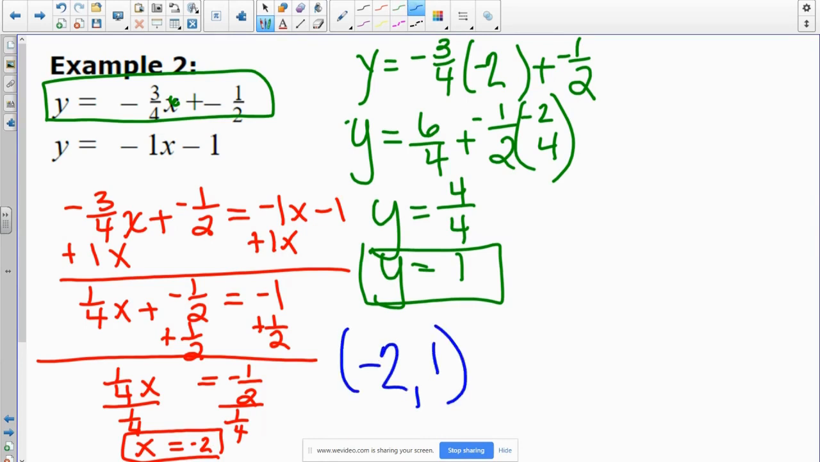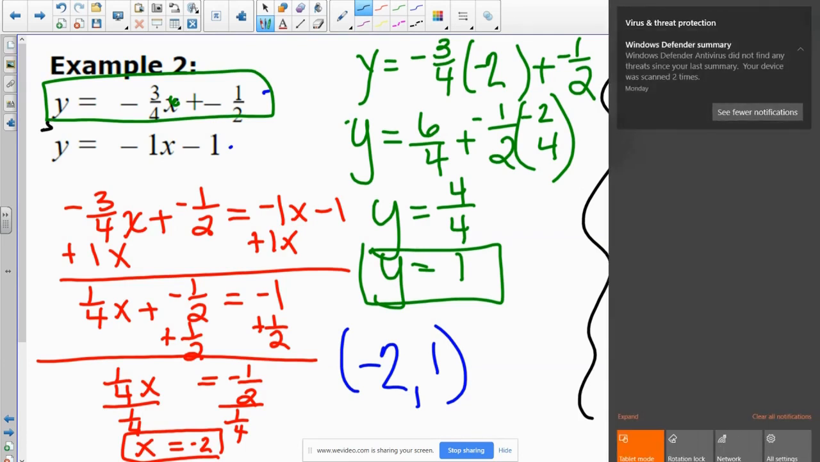So again, if I were to graph these two lines, I'd graph this line and I'd graph this line, they would intersect at (-2, 1). Let's make sure that we're actually right by checking. So take the top one. So instead of a y here, we're going to plug in the y of 1, because that's what we believe it is.